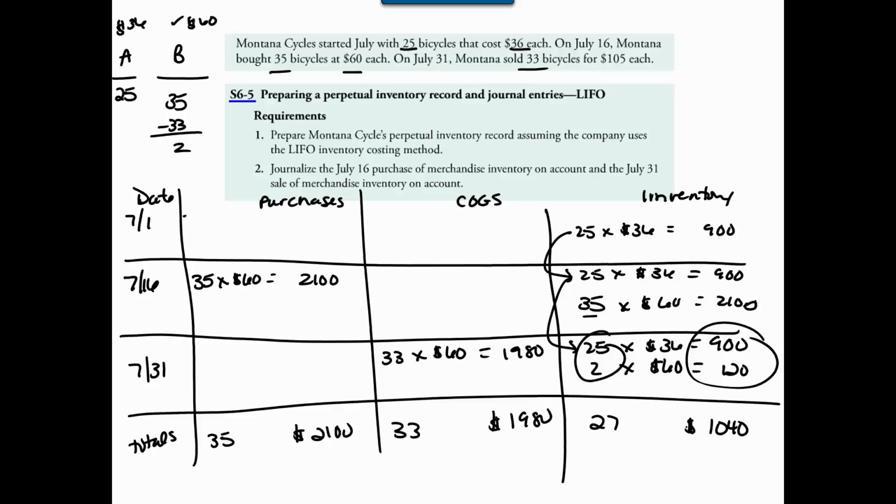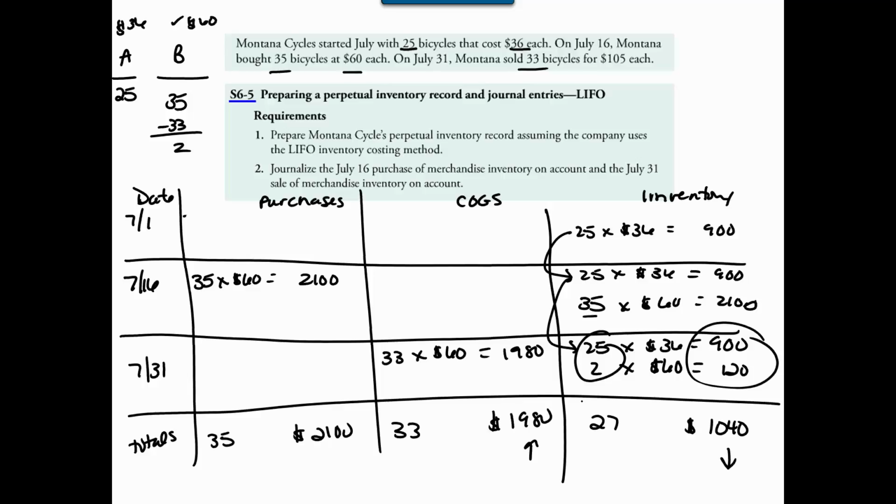27 at 1040. So you can see my cost of goods sold went up and my ending inventory balance went down compared to FIFO. And the journal entry looks exactly the same as the other one. I just changed the number in the last part there, the cost of goods sold.